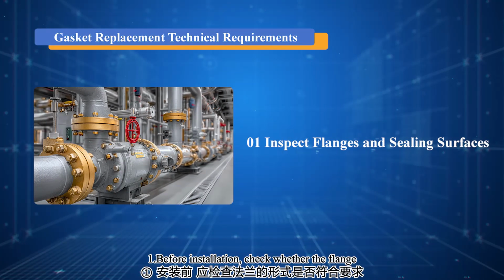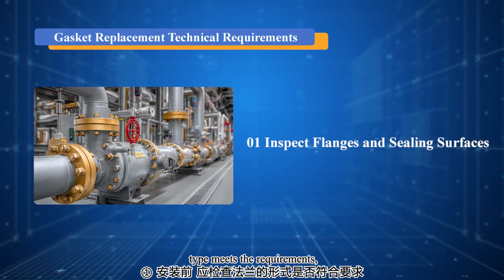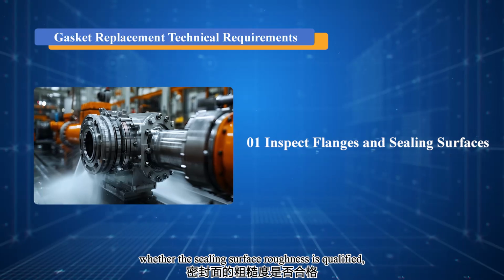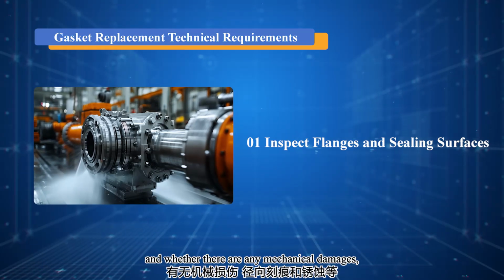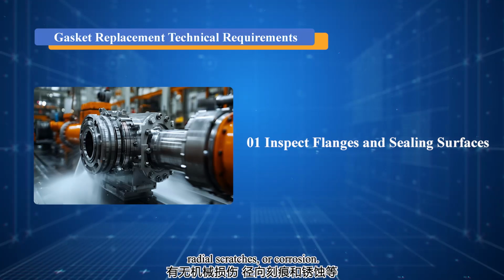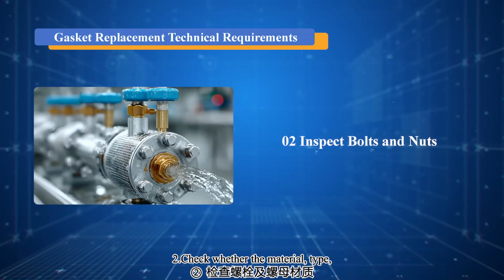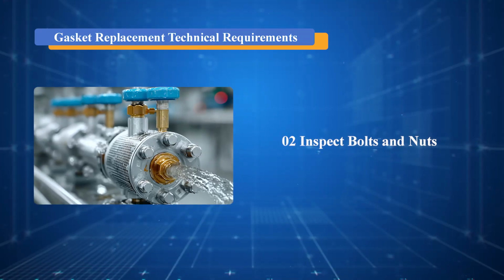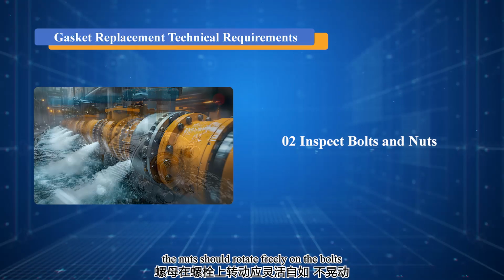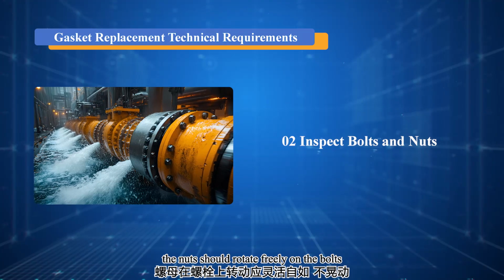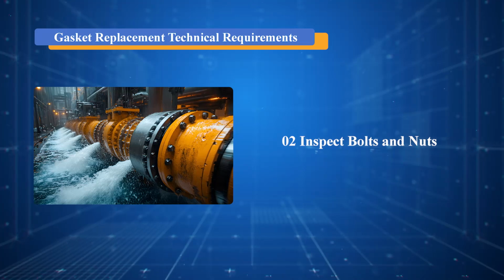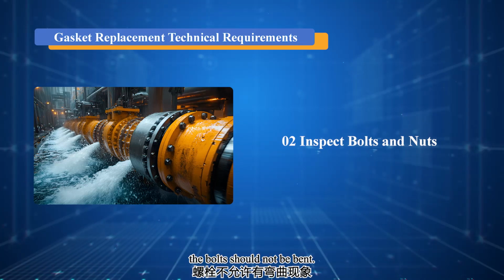First, before installation, check whether the flange type meets the requirements, whether the sealing surface roughness is qualified, and whether there are any mechanical damages, radial scratches or corrosion. Second, check whether the material type and dimensions of the bolts and nuts meet the requirements. The nuts should rotate freely on the bolts without wobbling. The threads should not have any breaks. The bolts should not be bent.